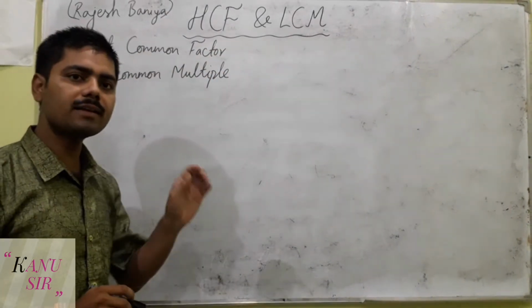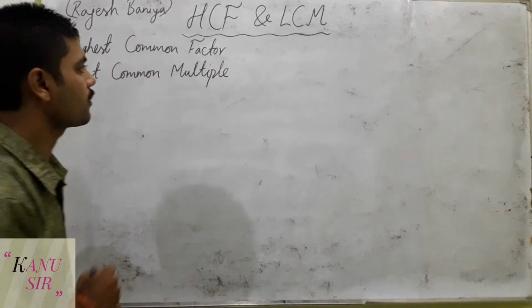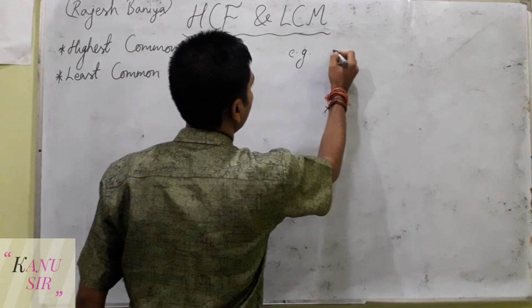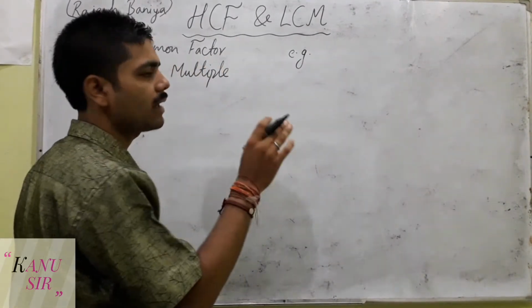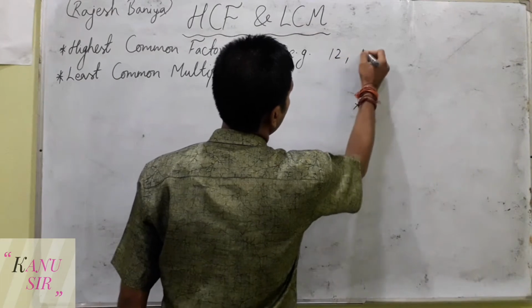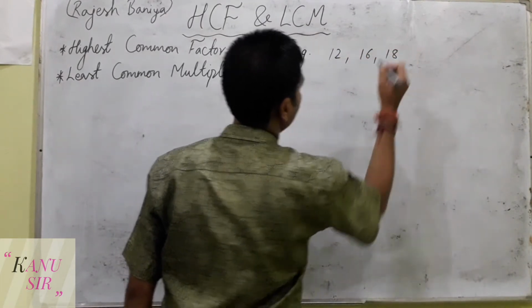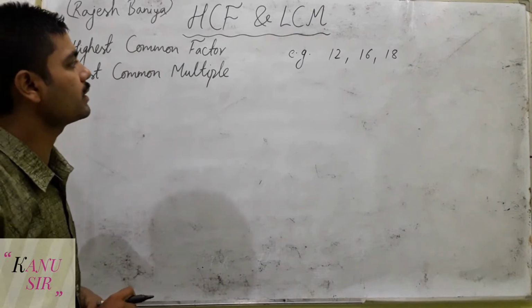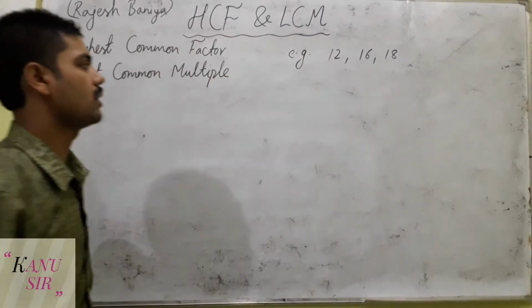So before understanding the actual topic, let us solve some questions related to HCF LCM. For example, number 1, let us take the HCF of some numbers, that is 12, 16 and 18. So there are three different numbers. Here we are going to find the HCF of the numbers.